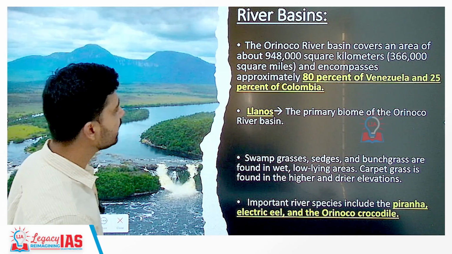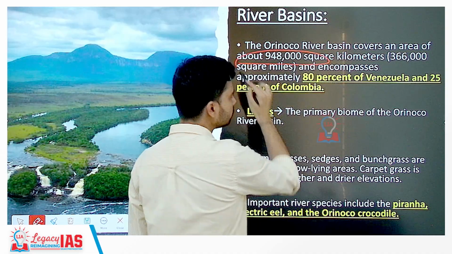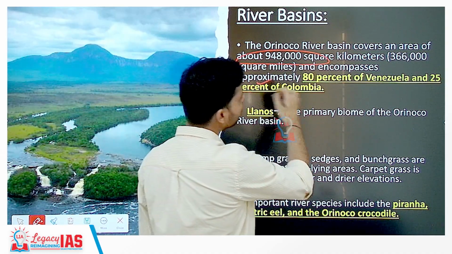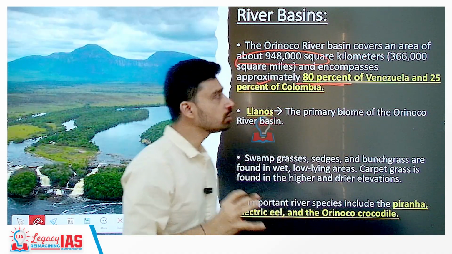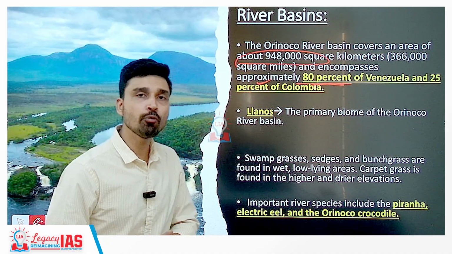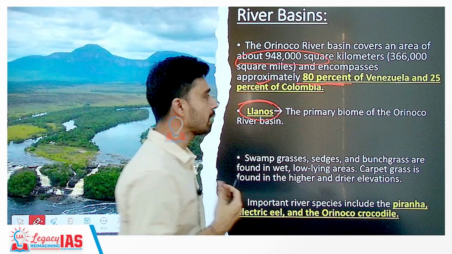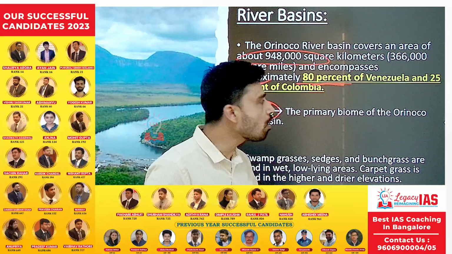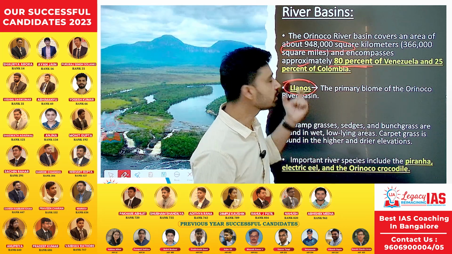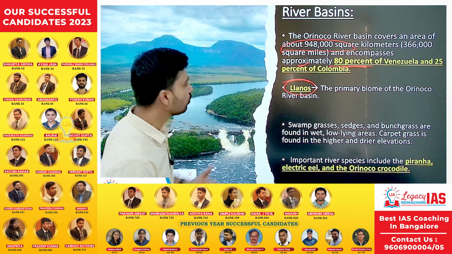Some other important points about the Orinoco river. It covers an area of almost 948,000 square kilometers and encompasses approximately 80% of Venezuela and 25% of Colombia. The most important point to remember from the prelims point of view is that the llanos, a type of grassland, is the primary biome of the Orinoco river basin. In other words, the llanos grassland is supported by the flow of water in the Orinoco river basin.